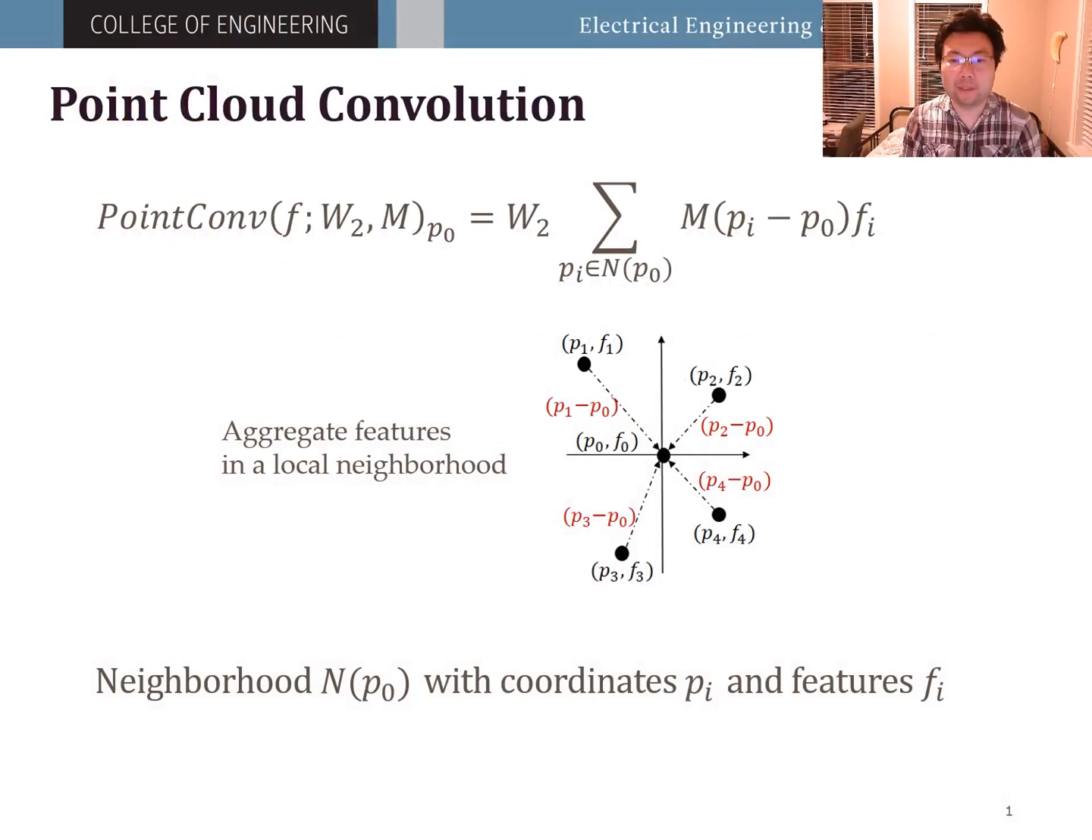We start with point cloud convolution. At a neighborhood with a center point P0 and its features F0, point convolution seeks to aggregate features from its neighborhood by learning a multilayer perceptron on the relative coordinates between each point and the center and use that as a weight function to aggregate the features of the neighborhood. It can be used to build deep networks for a number of tasks, such as classification and segmentation.